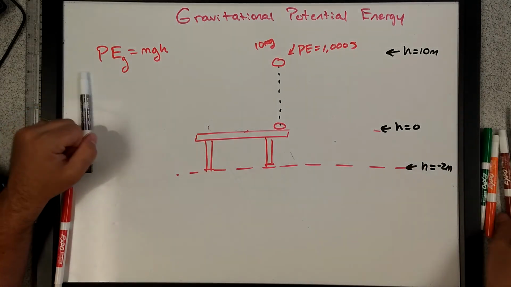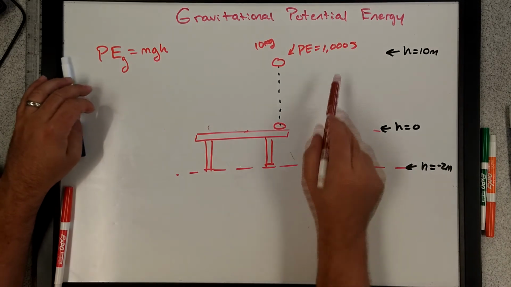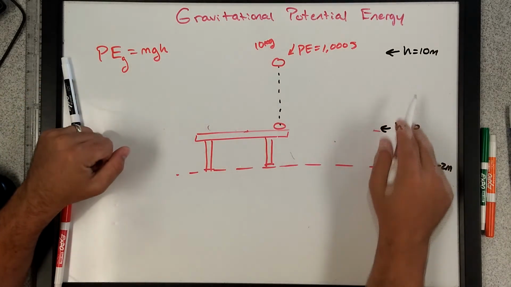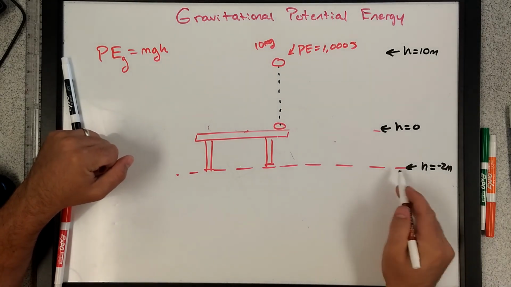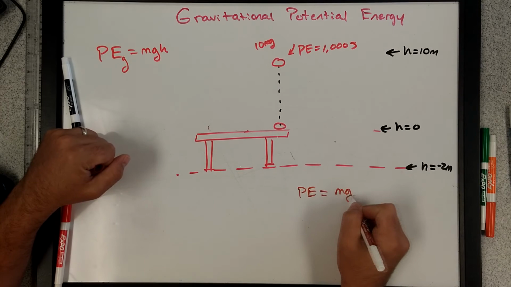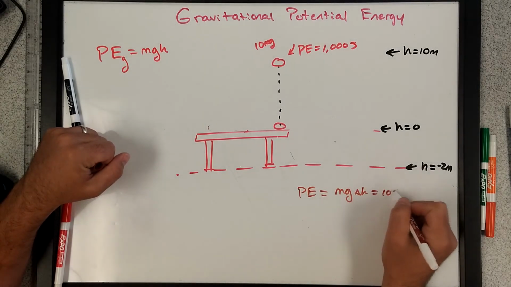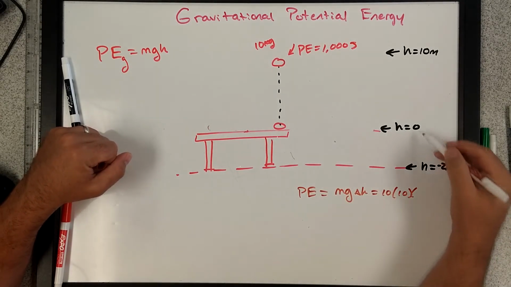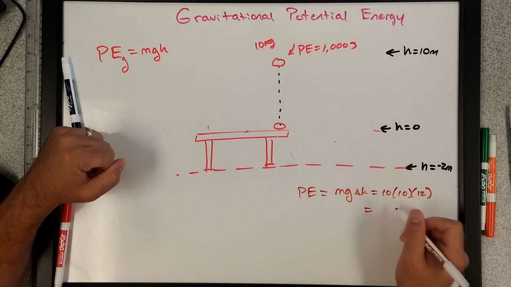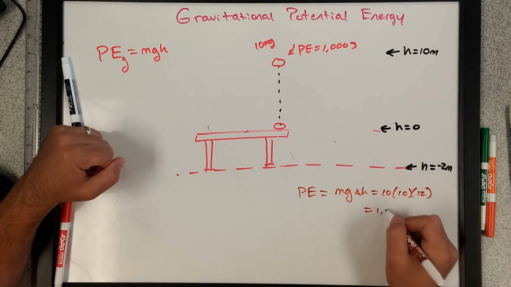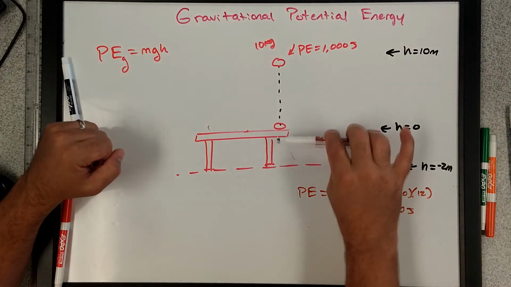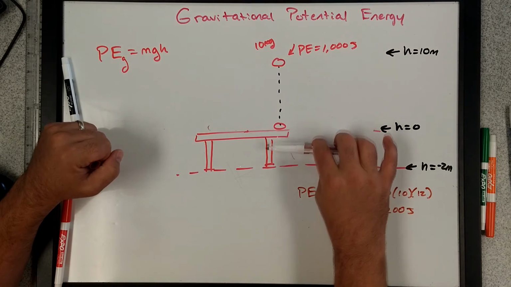I could then say, all right, that means it has PE of 1,000 joules relative to the desk, but it now has more than 1,000 joules in reference to the ground. My potential energy relative to the ground is mg delta h, which is 10 times 10 times 12, right? And so that'll be 1,200 joules of energy. So there's an additional 200 joules above the ground.